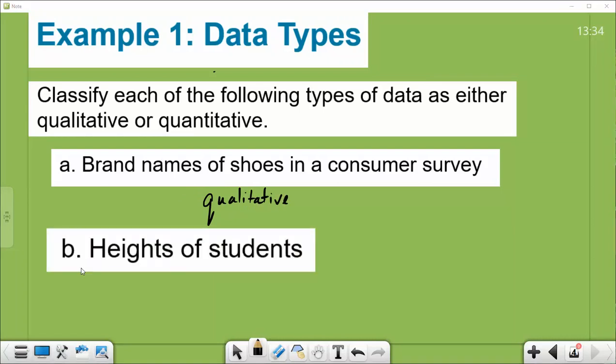All right, next one is heights of students. If you think about heights, we'd give answers like, oh, I'm 5'2", or 5'8", or 5'7", 6'3", right? So those are measurements. Heights are measurements, which definitely would be quantitative.